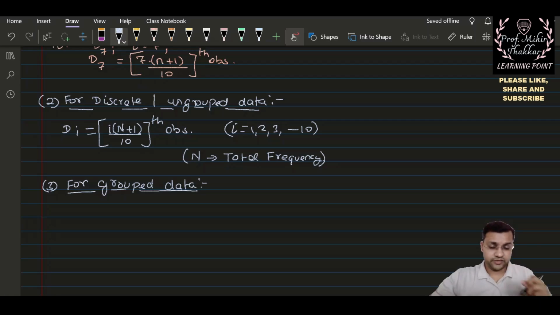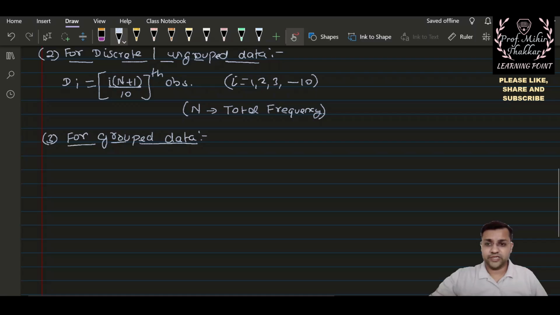When we are working with grouped data, we have to remember that there are two steps. First of all, you have to find out the decile class. After understanding what the decile class is, only then will we be able to calculate the required decile value. So let us see.